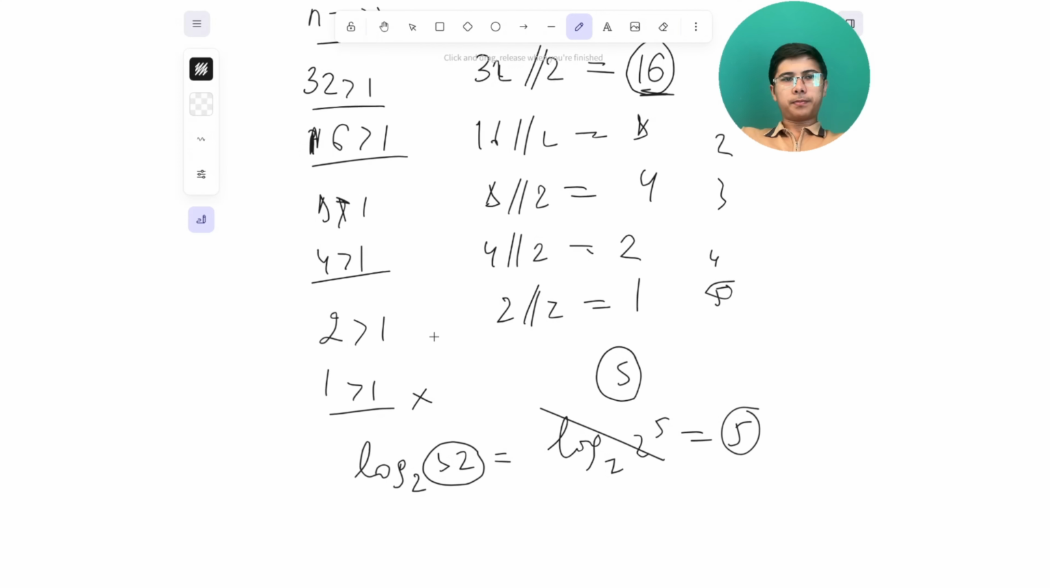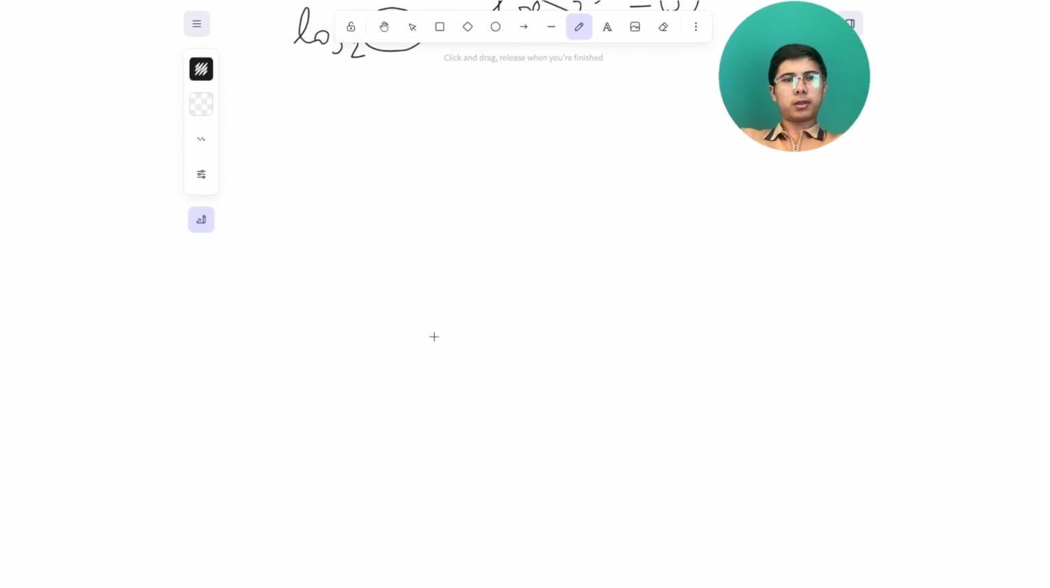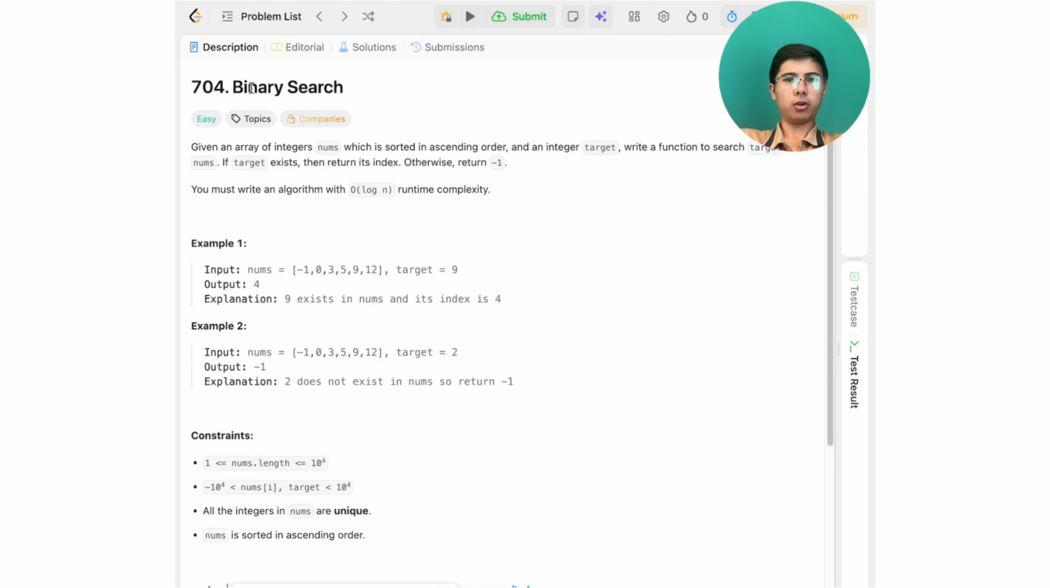LeetCode exercise time related to our topic, which is exercise number 704. The name is Binary Search. We are given an array of integers, nums, which is sorted in ascending order. Ascending is like this, increasing order. An integer target is the second input. Write a function to search for target in nums. If target exists, then return its index. Otherwise, return -1. You must write an algorithm with O(log n) runtime complexity.